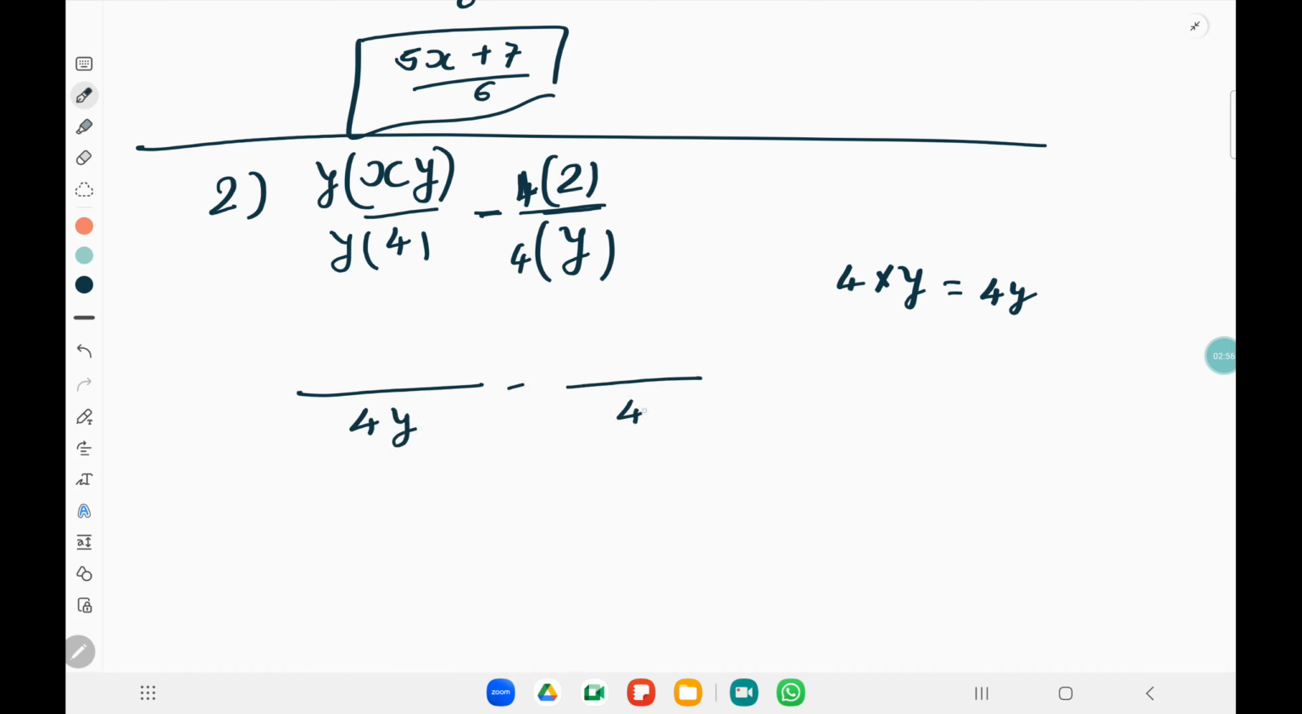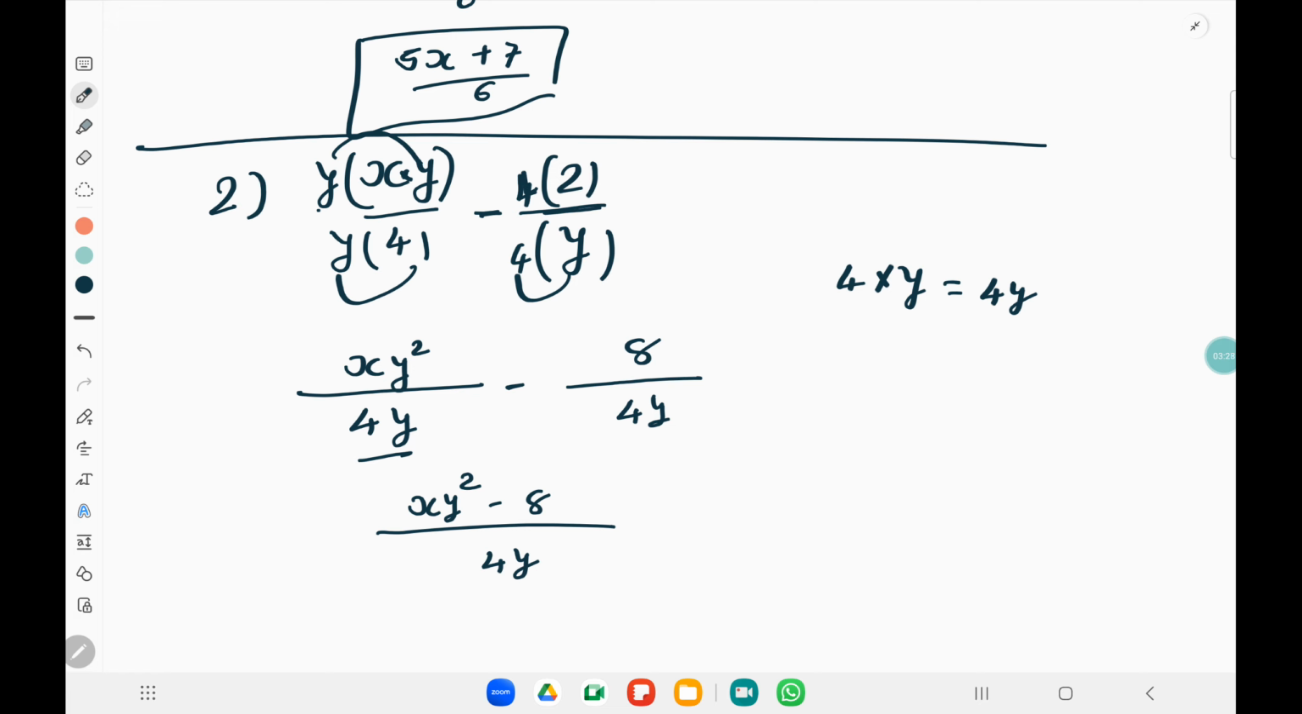4y. Take away 4y. y times 4, 4y. 4 times y, 4y. Okay, here y times xy, so xy square. Take away 4 times 2, which is 8. Now I write these over the one fraction line. So xy square minus 8 over 4y, and this is our answer, because here we cannot do anything further: there are no like terms, and nothing to take out common from top and bottom, so we can't cancel down.